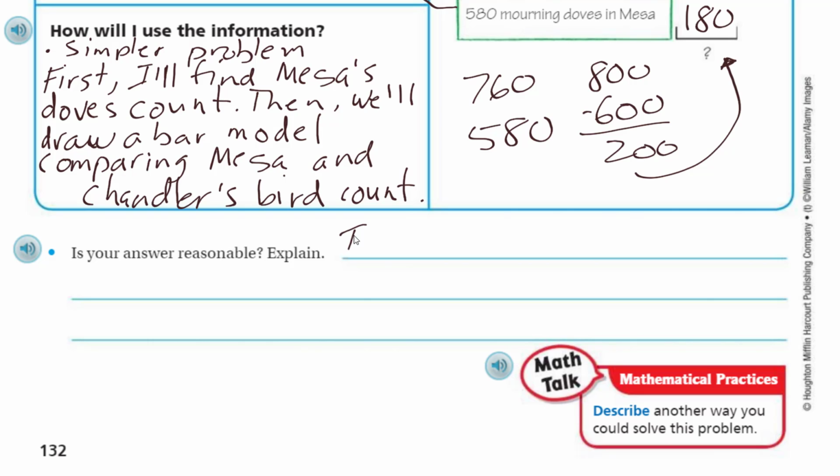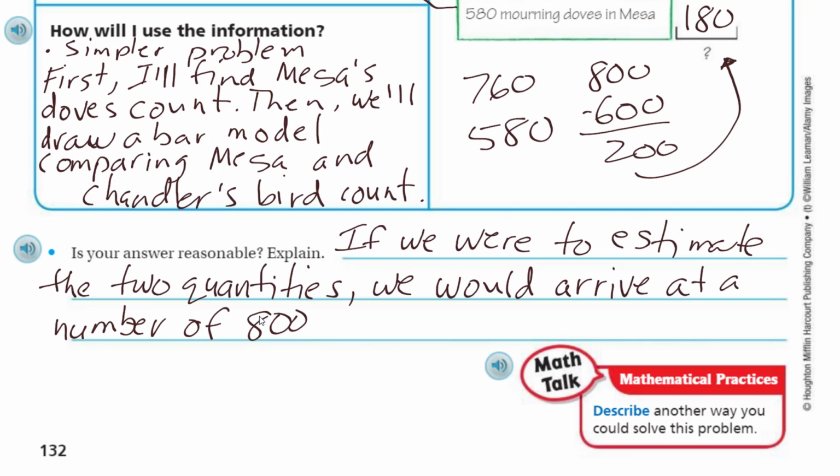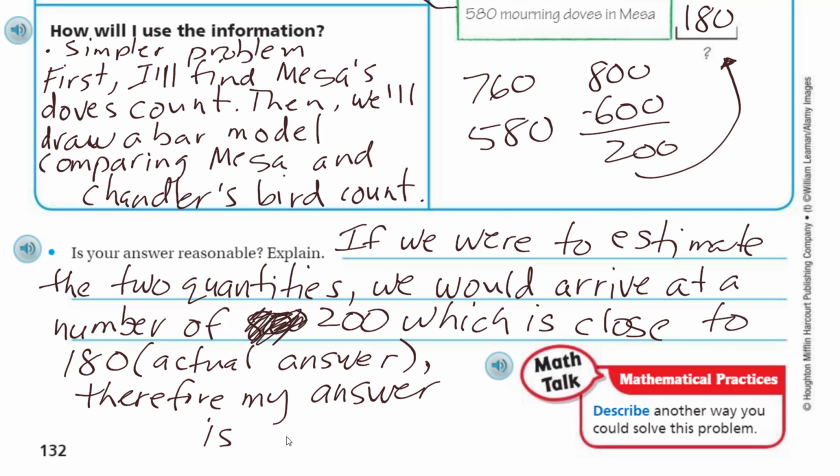Explain. If we were to estimate the two quantities, and that is the number of mourning doves in each city, we would arrive at a number of, and I had 800. Oh, not 800. Scratch that. A number of 200 because we subtracted. I made a little splotch. Of 200, which is close to 180. That's the actual answer, and it is close. 180 is close. Therefore, my answer is reasonable.